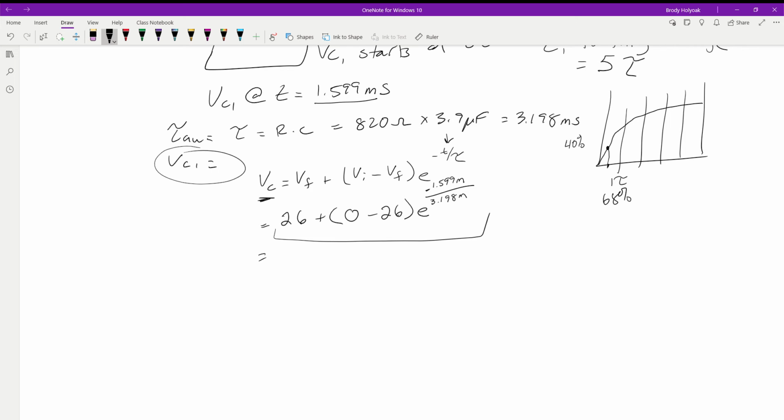And what value do we get when we run that into our calculator? Got 10.230. And that would be correct.